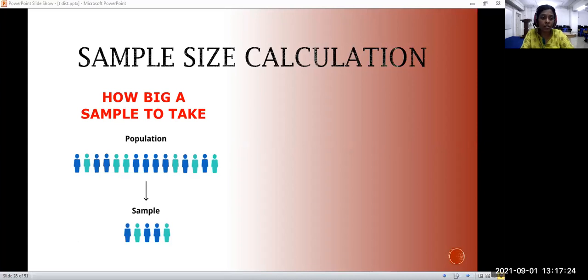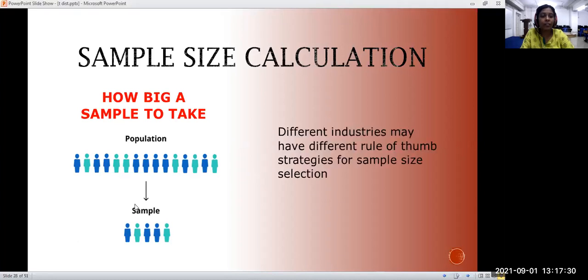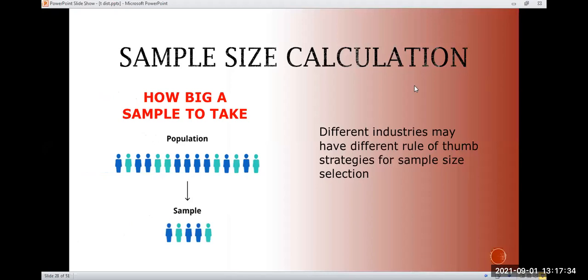But how big should our sample be? That is a question mark. Different industries have different rules of thumb or strategies for deciding on the sample size. There are different theories and rules of thumb for calculating the sample size for different industries.